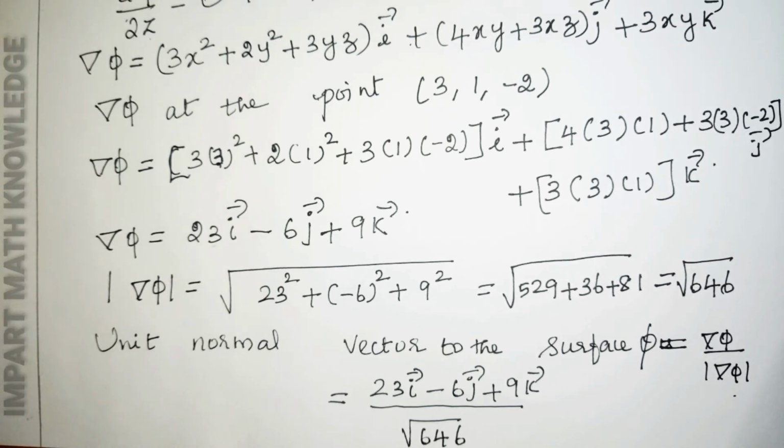For finding unit normal vector, first you have to differentiate phi partially with respect to x, y and z. Then you find del phi. After that, del phi at the given point. Then modulus of del phi. Finally, you substitute del phi and modulus of del phi values in the formula. You will get unit normal vector.